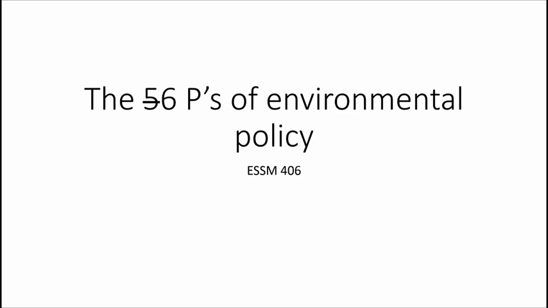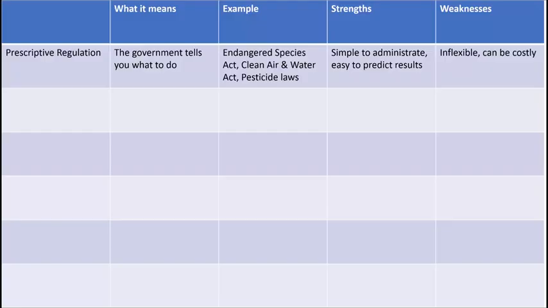Salzman tries to characterize different kinds of environmental policies, and he says that there's 5 kinds. I think he's missing one, so I'll give you 6. The first one he talks about is prescriptive regulation, or what our other readings call command and control regulation.